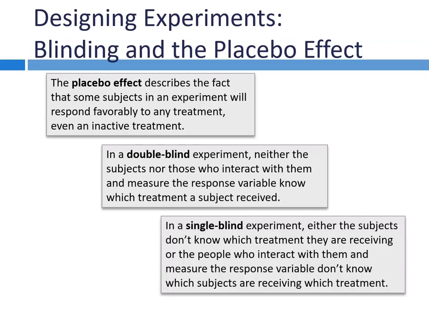Whereas in a single blind experiment, either the subjects don't know which treatment they're receiving, or the people who interact with them and measure the response variable don't know which subjects are receiving which treatment. Ideally, you'd love to do double blind. Not always possible, so sometimes single blind is going to be the way to go. You really need it to be at least single blind because if the person knows, like, oh, I'm getting the placebo versus I'm getting a treatment, it's going to affect the results.